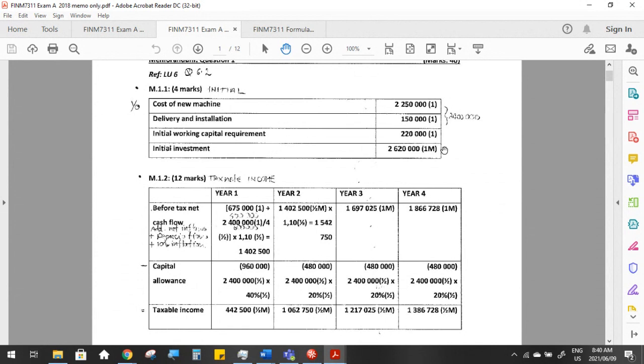Then for 12 marks, they ask for, everybody okay with that? Any questions on that, on the initial investment calculation? The most common error there is that students will leave out that delivery and installation portion. So make sure you understand that. Those are your capitalization rules from accounting.